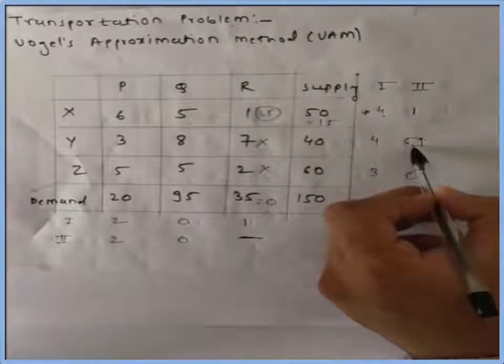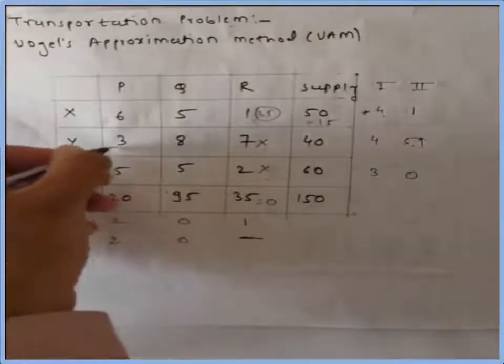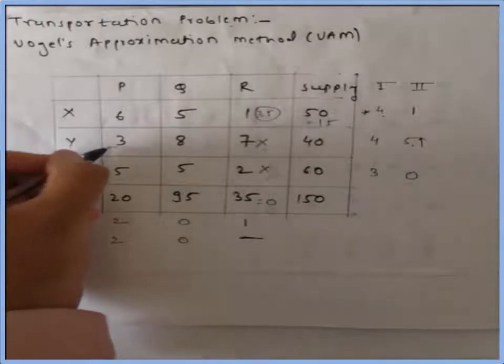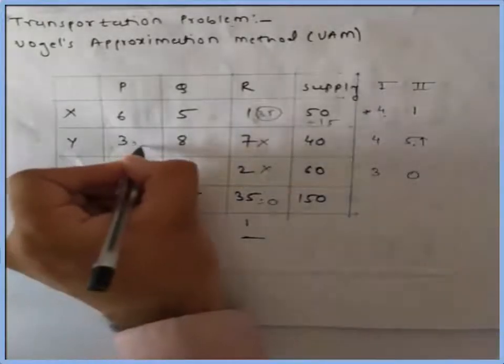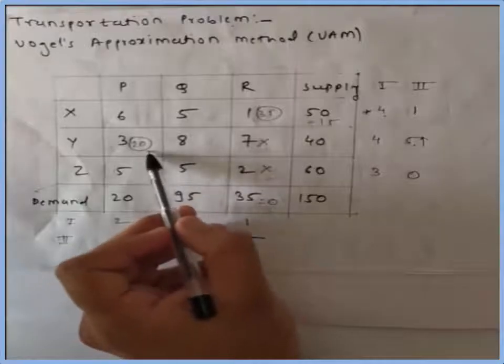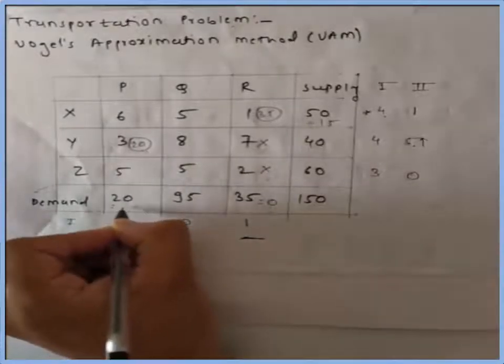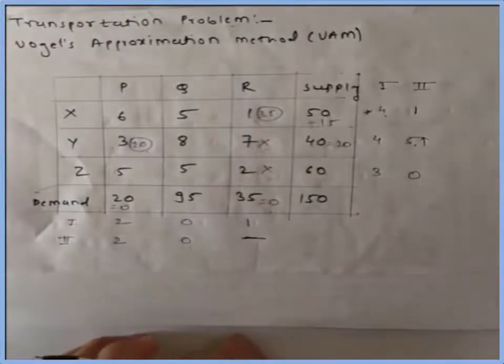Now we will find the smallest value in this row. The smallest value is 3. Now for this cell, the demand is 20 and the supply is 40. Therefore we will allocate the lesser number 20. Our allocation is the 20 unit. As a result of this allocation, this demand is equal to 0 and here is equal to 20. 40 minus 20 is equal to 20.